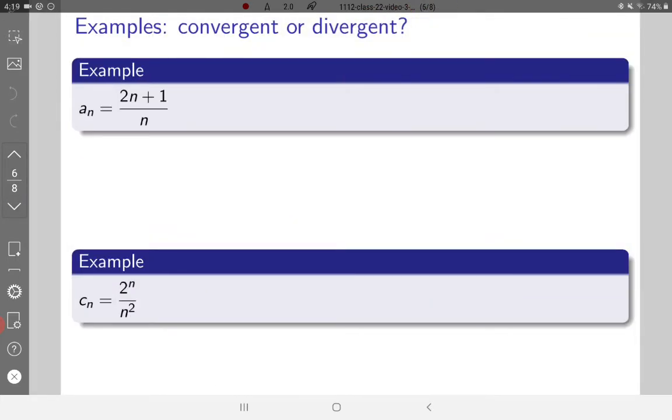Here's some other examples. Again, pause the video, explore a little bit, see what you can find, and then we'll compare.